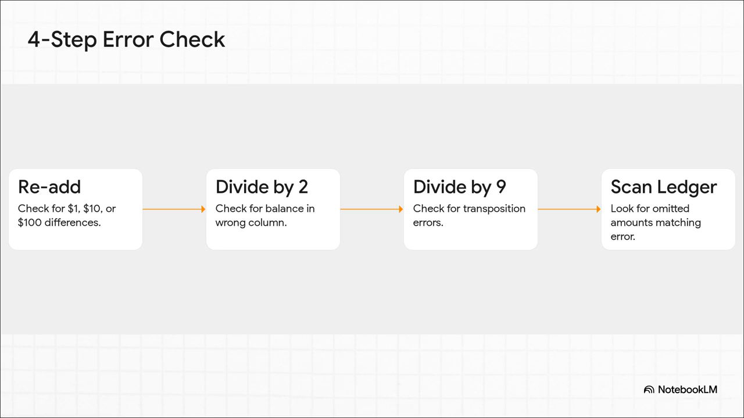First, find the exact difference. If you're off by exactly a factor of 1, 10, 100, or 1,000, you probably just added wrong. Just re-add the columns, but if that doesn't fix it, step 2 is to divide the error amount by 2. Step 3, divide the error by 9. And finally, if it's not divisible by 2 or 9, you have to literally scan the ledger to see if a balance matching your exact error amount got completely skipped.